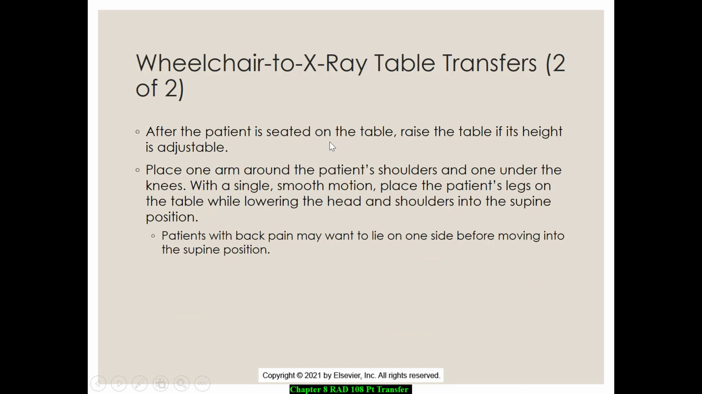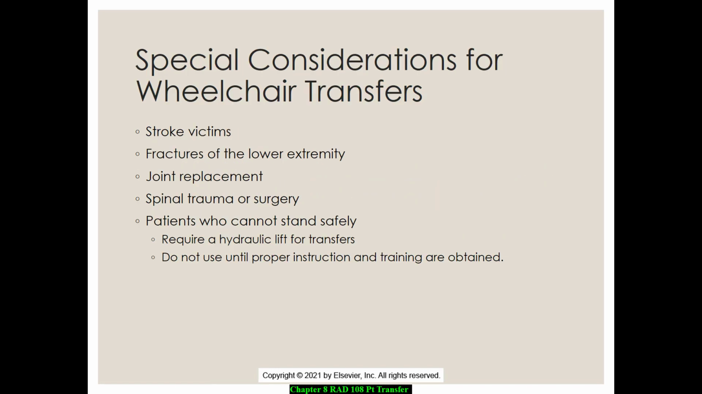So after your patient's seated on the table, you do need to raise the table to a height that's adjustable. Make sure you swing the patient's legs in a single movement. So you place one arm around the patient's shoulders, one under the knees, and then kind of swing them up onto the table. If your patient has back pain, they may want to lay on a side. That's okay until you're getting ready to do your exam.